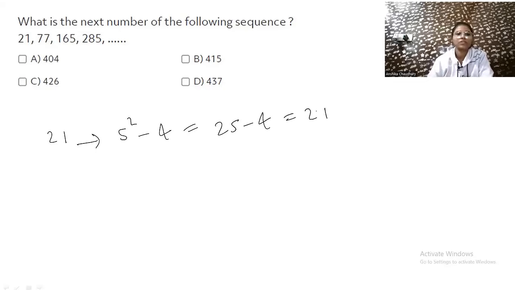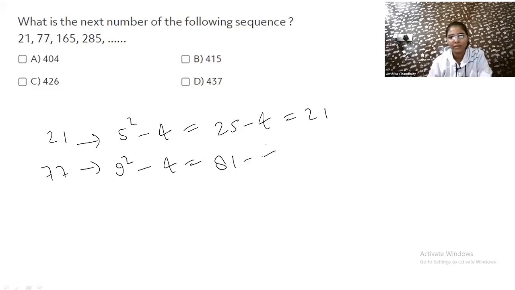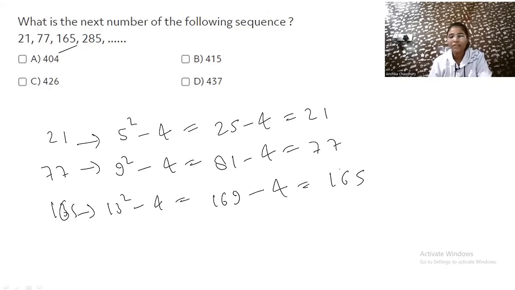Now 77. If I take the square of 9, yeah, it is possible. So if I take 9 square minus 4, it will be 81 minus 4, so it will become 77. Now 165. 165 is nearby 13. So if I take 13 square minus 4, it will be 169 minus 4, so it will become 165, right?